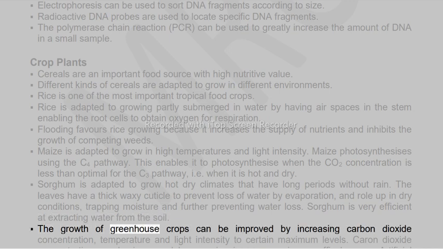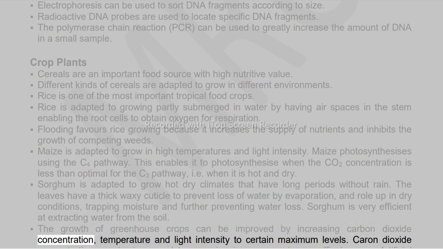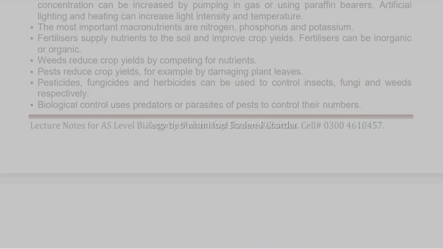The growth of greenhouse crops can be improved by increasing carbon dioxide concentration, temperature and light intensity to certain maximum levels. Carbon dioxide concentration can be increased by pumping in gas or using paraffin burners. Artificial lighting and heating can increase light intensity and temperature.